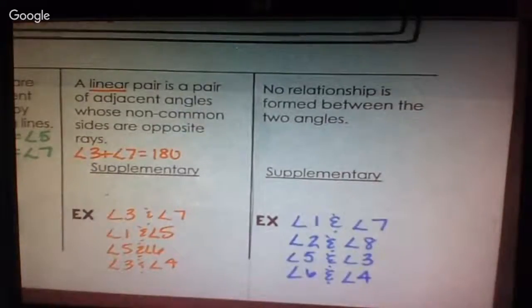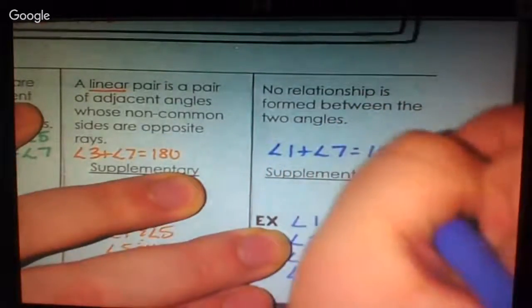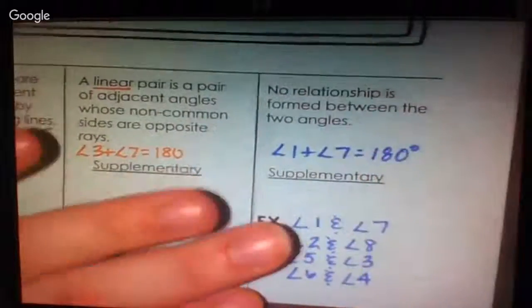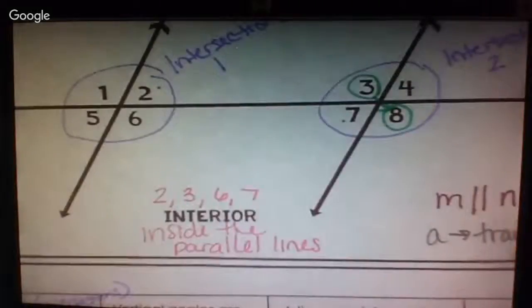They're still equal to 180. So if they have no relationship, they equal 180. So angle 1 plus angle 7 should equal 180 degrees. But how? Right. Okay, so here's your thing. So let's go back up here. Let's talk about this for a minute.